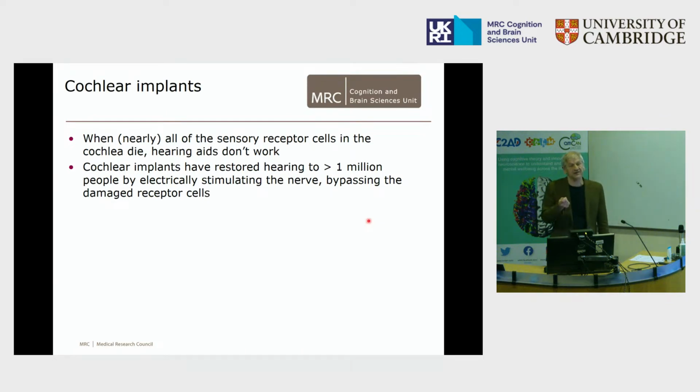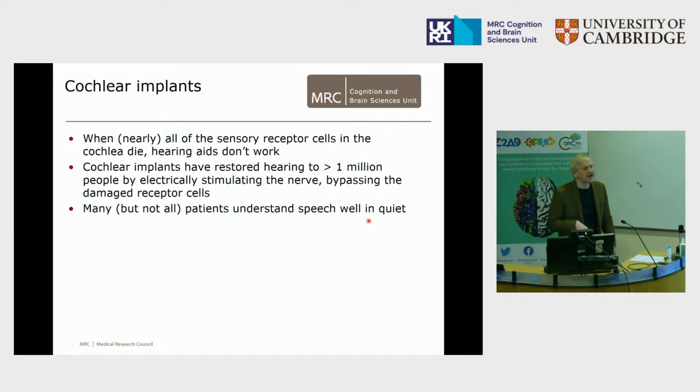And what cochlear implants do is to restore hearing to these very, very severely and profoundly deaf people by bypassing the damaged hair cells and directly stimulating the auditory nerve with trains of electrical impulses. And as a result, quite miraculously, many patients are able to then again understand speech pretty well, at least in quiet. But unfortunately, there's quite a lot of variability.